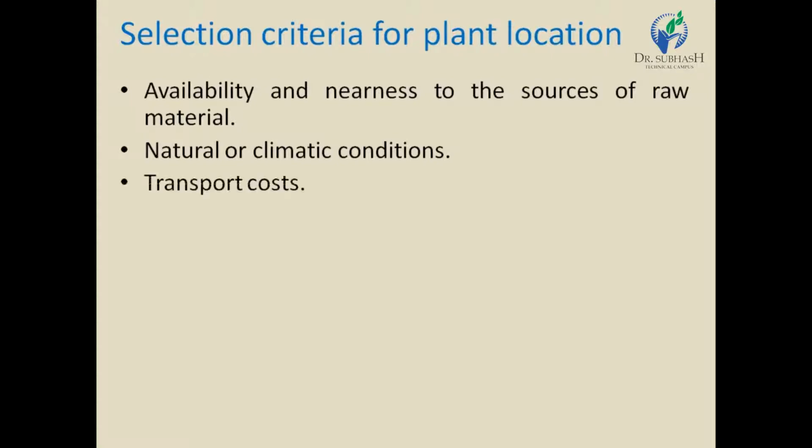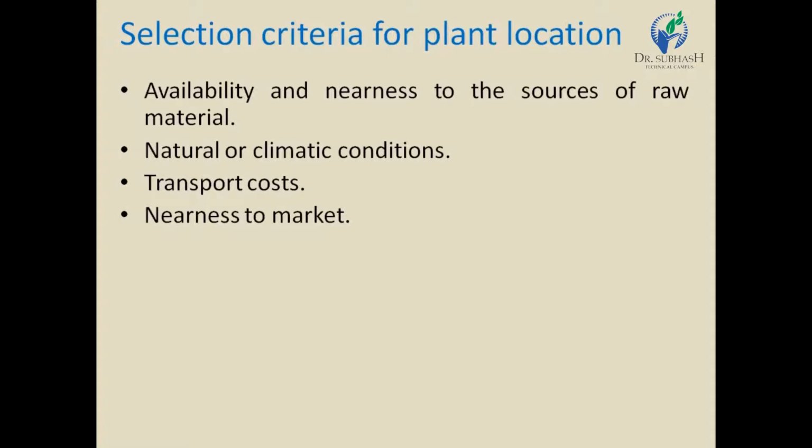Third point is transportation cost. They must also consider the transportation cost. That consists of raw material cost as well as finished products. When the products are finished, then the transportation cost for delivering the products to the customers should be minimum.